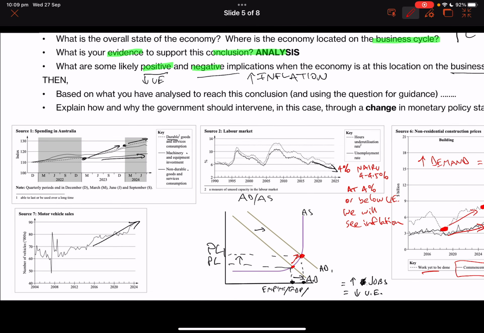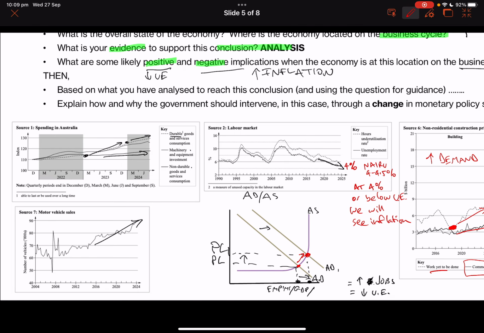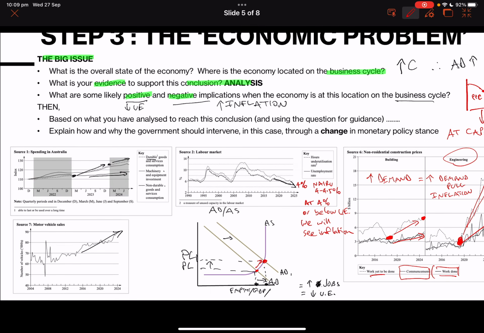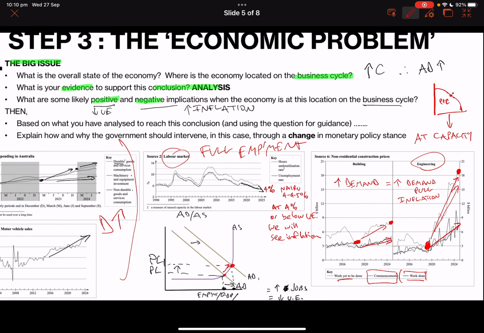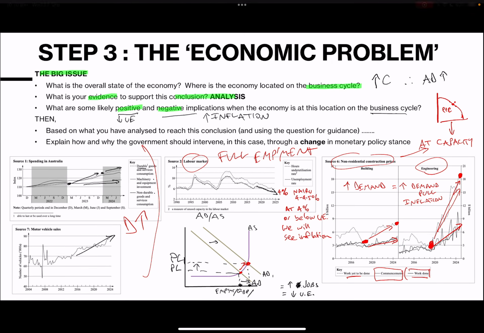So now we start to get really granular on this. We know from source 1 and source 7 that demand is up. Source 2 tells us labour market is at full employment. We then also see that our construction industry is at capacity. We can link that back to a graph down the bottom there.